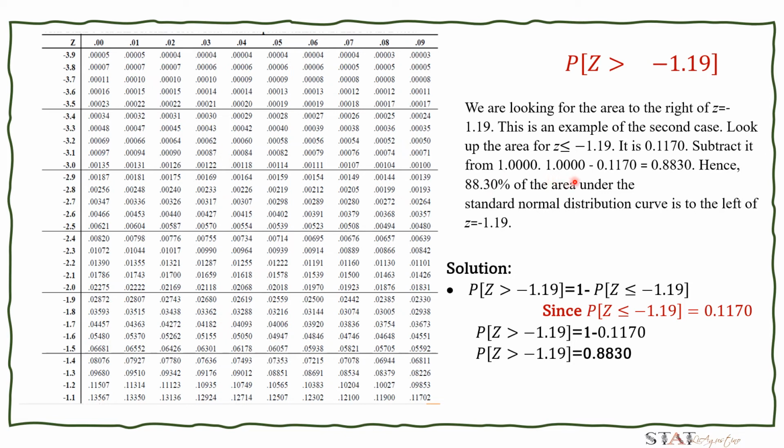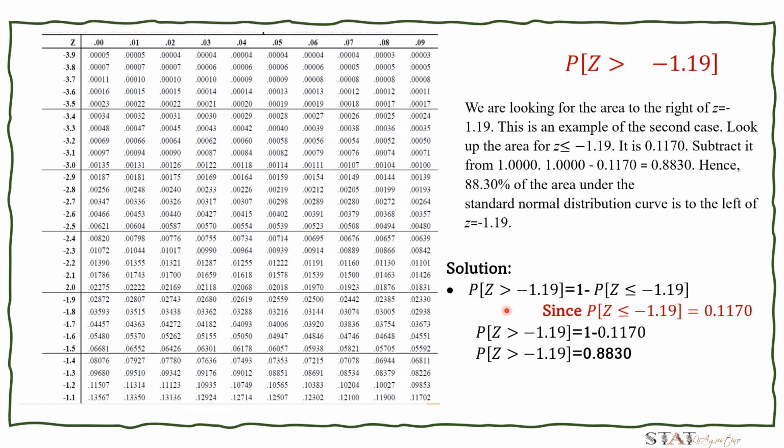So 1 minus 0.1170 is equal to 0.8830. Hence, 88.30% of the area under the standard normal distribution curve is to the right of z equal to negative 1.19. So if you are asked to present your answer in a mathematical form, just present it this way.